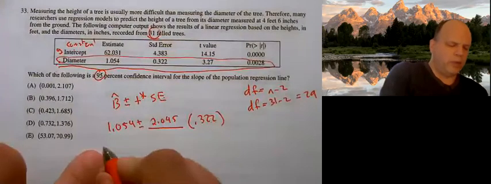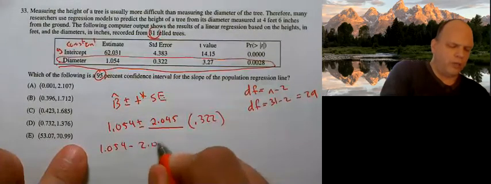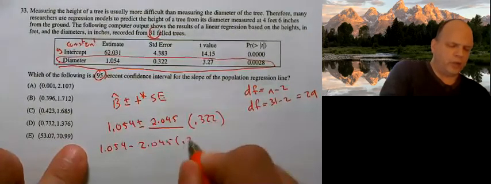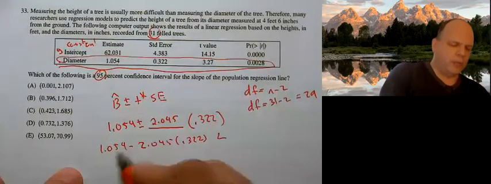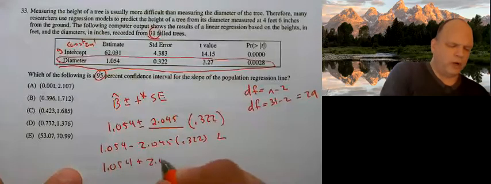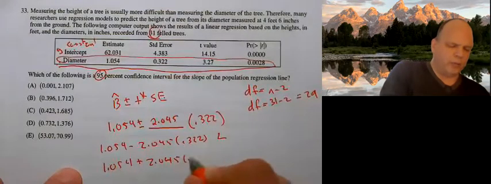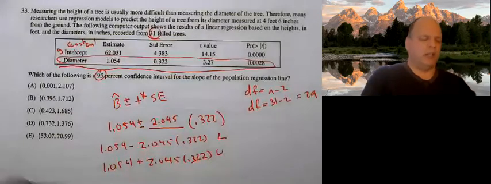So we're going to end up with 1.054 minus 2.045 times 0.322. That'll be our lower bound. And our upper bound is going to be 1.054 plus 2.045 times 0.322. And that's our upper bound. So let's calculate those using our calculator.